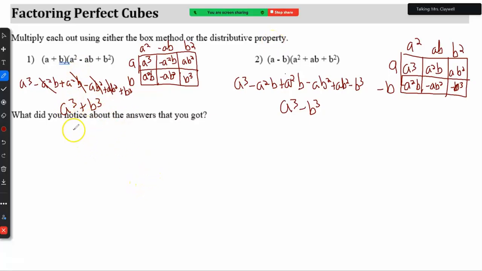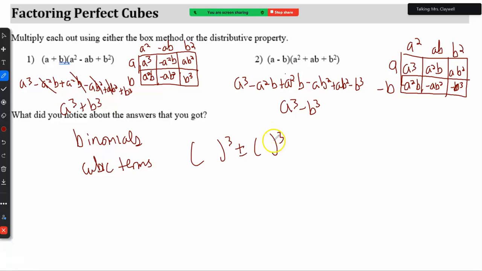The answers I get are binomials, meaning there's two terms, and then I have perfect cubes. So basically I have something cubed plus or minus something cubed. And this is what we have with difference of or sums of cubes.